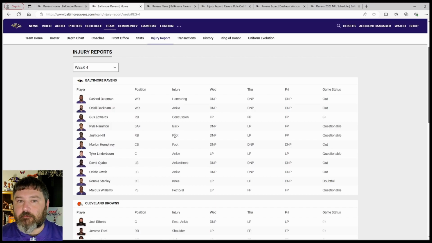To me, that's an upgrade in status, where you're trying to get him some extra rest, trying to have some caution, and gradually, Friday comes around and you're fully participating. So I got to say, while Hamilton and Hill are listed as questionable, being that they were full participants Friday, they're probably playing. I mean, it's extremely likely that they are playing. Marlon Humphrey, foot, still out. Yeah, at this point, I'm sorry, but you look like a bunch of idiots for not putting him on injured reserve.